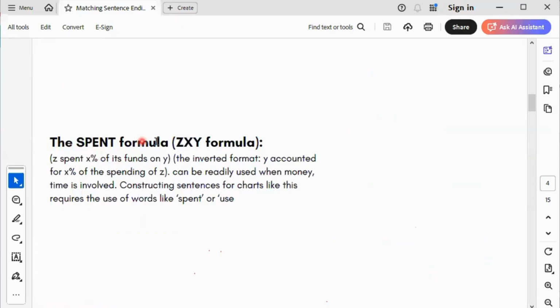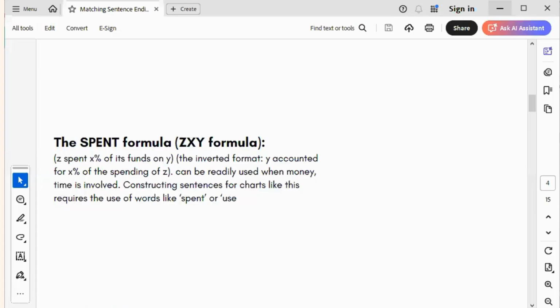I call it the spent formula. Anytime you see on your chart that they are spending money, then that's when you use this formula. If you see on the line graph, the bar chart, the table, the report, I mean the pie chart, that money is being spent. You look at the line graph, you see that this is about the amount of money spent. You look at the bar chart, you see that this is about the amount of money being spent. You look at the pie chart. You look at the table, you see that it's about the amount of money being spent. Then you should use this formula.